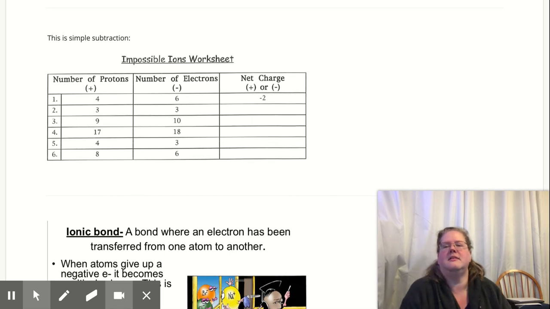All right, this is simple subtraction. You should have grabbed a sheet in class. This is also available as a PDF if you want to print it out at home. So if you don't have it, pause the video and then come back and we'll get started.